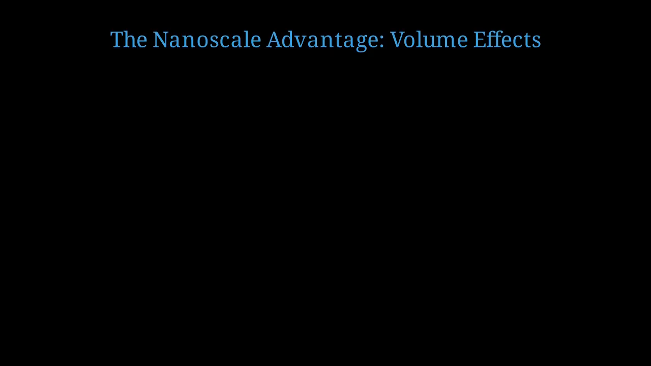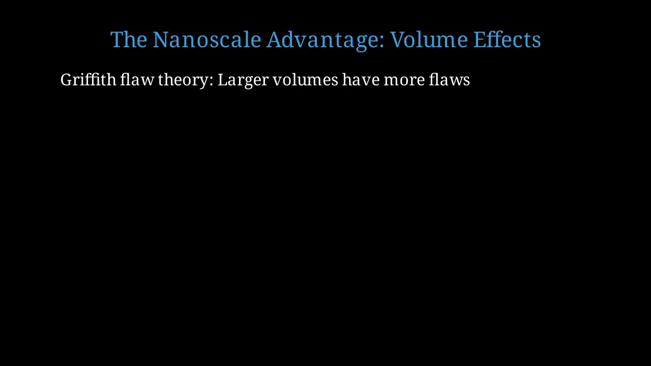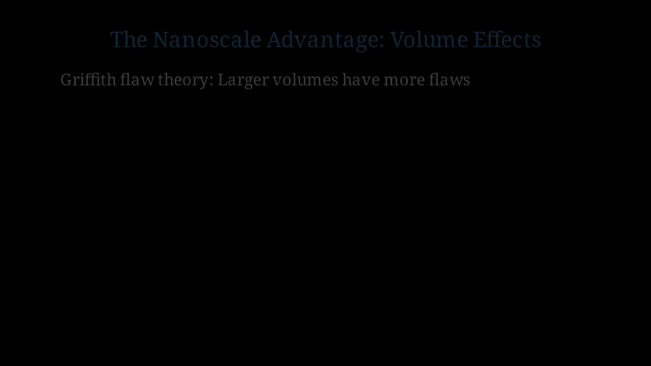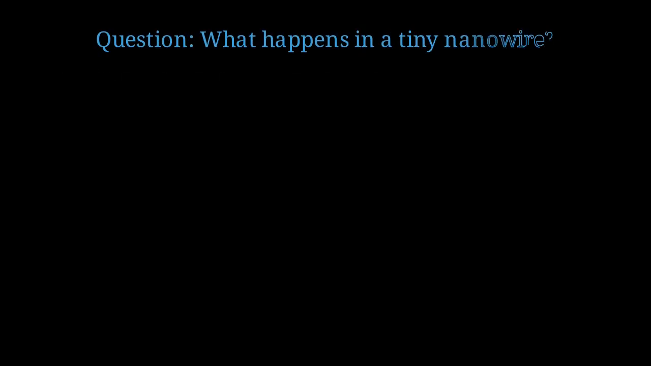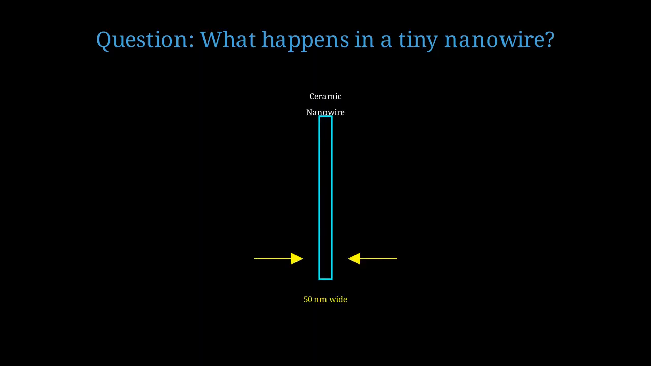But there's another crucial effect at the nanoscale: statistical volume effects. Here's a fundamental principle. Larger volumes contain more defects. It's a statistics game. The probability of finding a crack of a given size increases with the volume of material. So here's a question. What happens when you make a ceramic nanowire that's only 50 nanometers in diameter? Let me answer that.